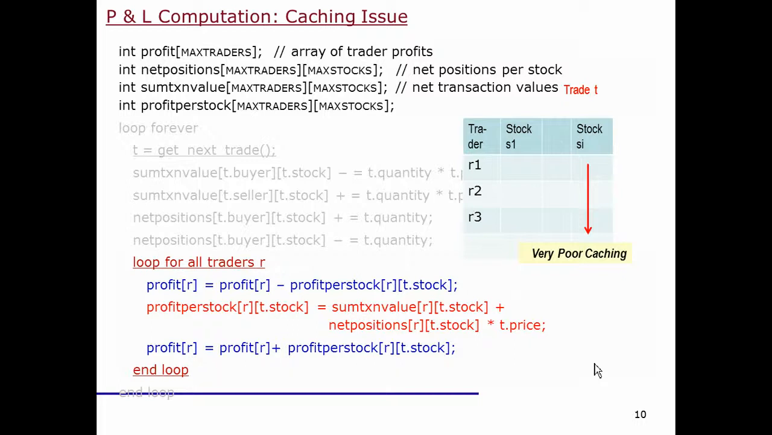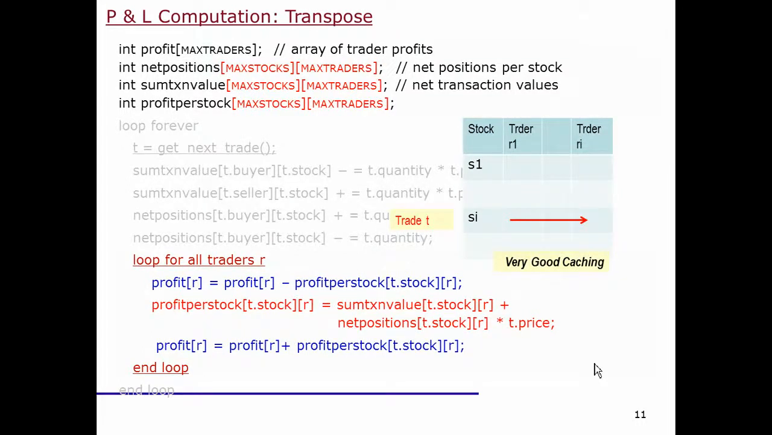So essentially what should we do? Well, if we wish to improve the caching and we are going to access the data for a given stock and run through all the traders, it's much better if the traders are stored in columns and the stocks are stored as the rows. So essentially we store it as a transpose of the previous matrix. You'll notice in the declarations we have transposed the order of stocks and traders, and in the inner loop as well we have just transposed the dimensions of stocks and traders.